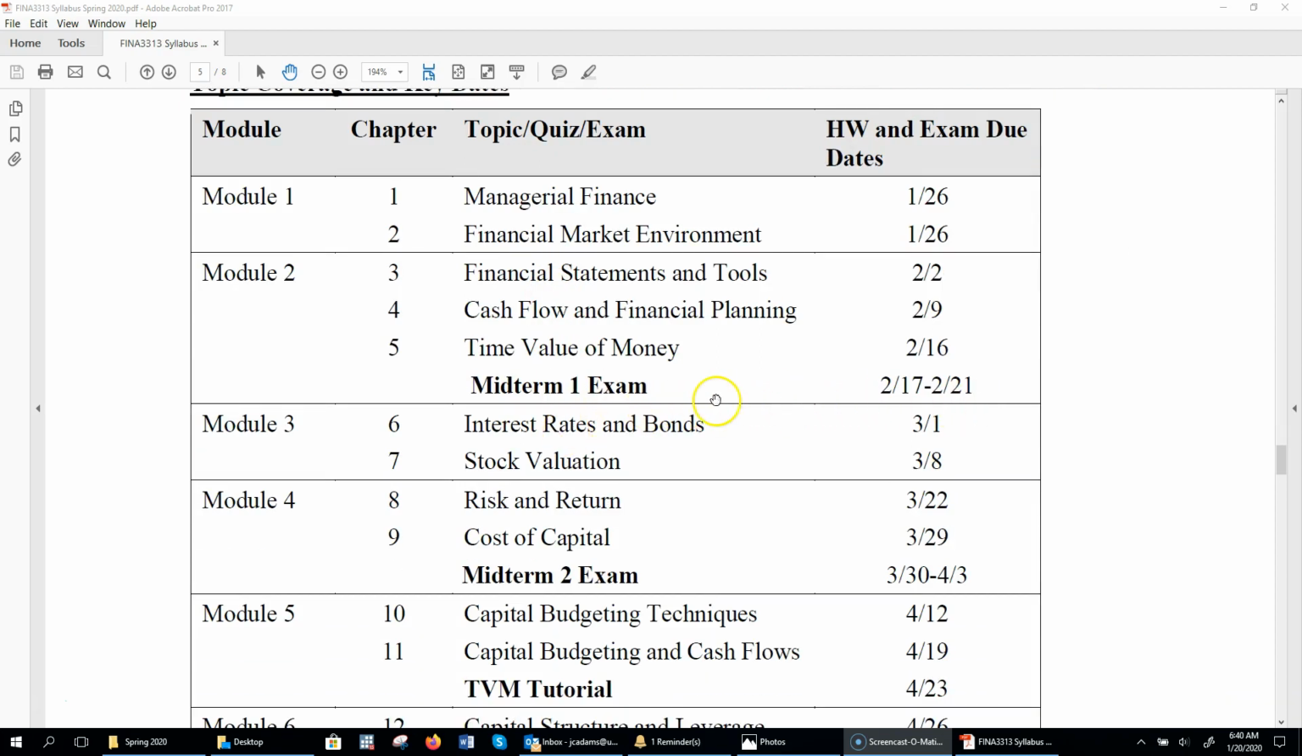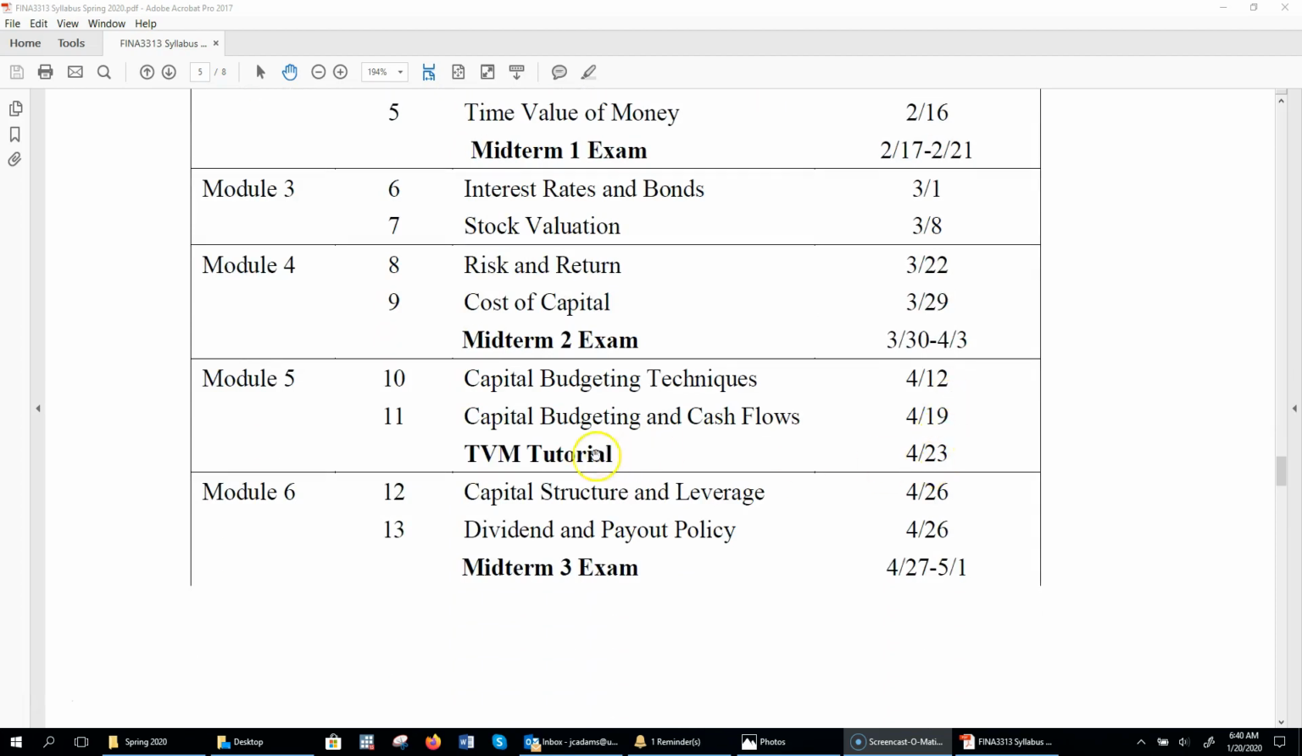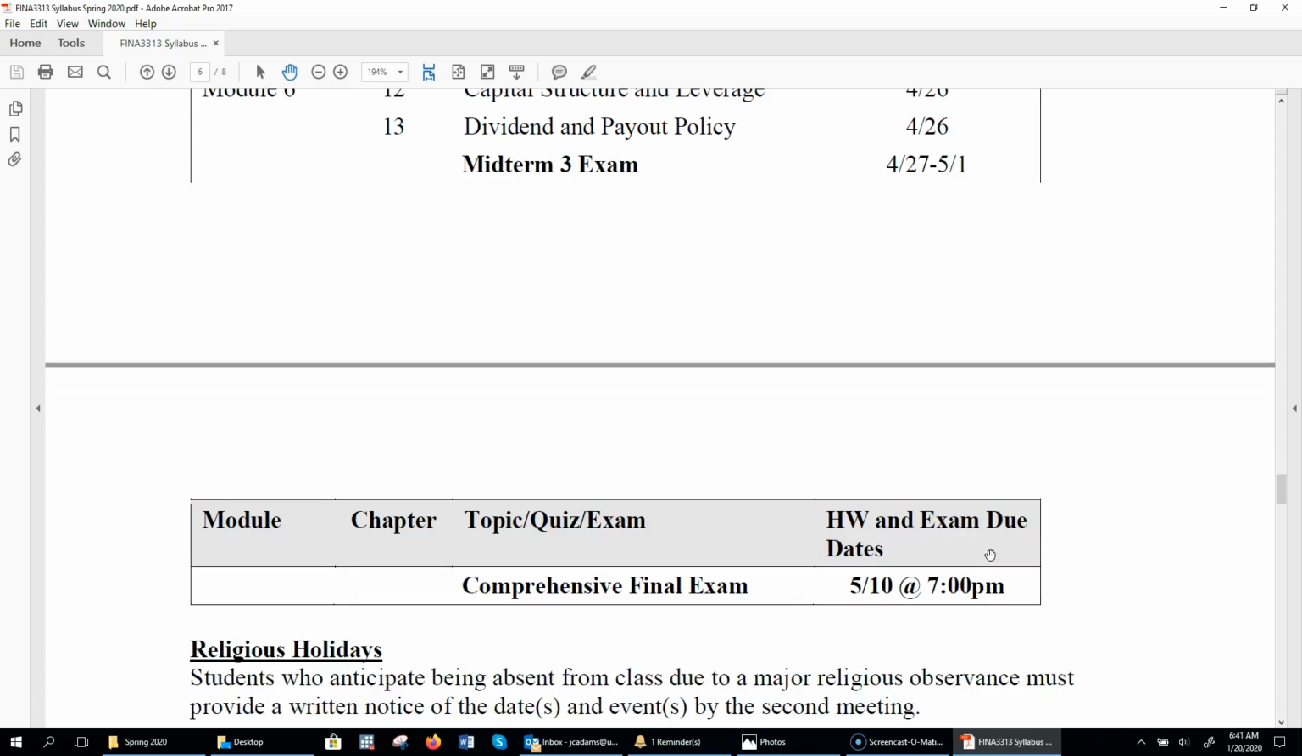Okay, you've got the dates here for the midterms, and you'll notice here, for example, midterm 1 exam, there's a range of dates, February the 17th to the 21st. Basically, the exam starts being available Monday at 8 a.m. and runs through Friday at 5 p.m. So those are the availabilities. As long as you can take it somewhere in that window, you're golden. And the time value of money tutorial is due on April the 23rd. And the same thing with the midterm exams.